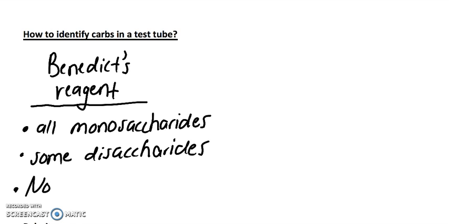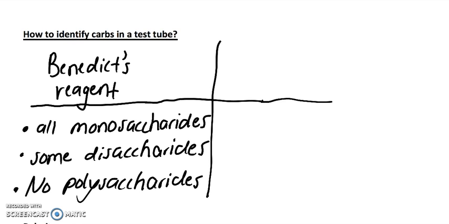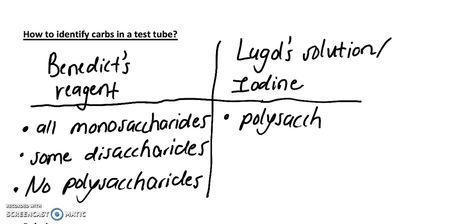And then no, it won't test for polysaccharides. Okay, so toss this in a tube, and if it reacts, you know what you have. Second reagent for today is called Lugol's solution. Or you can just call this iodine in a solution form, or iodine. And this tests for polysaccharides, like starch.